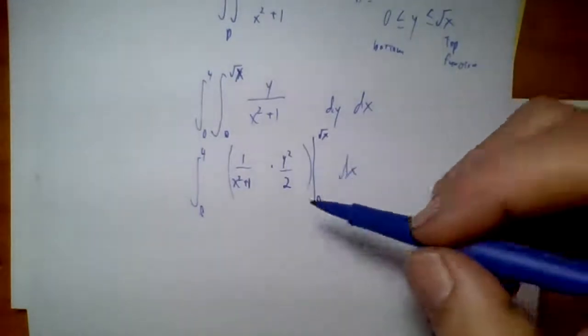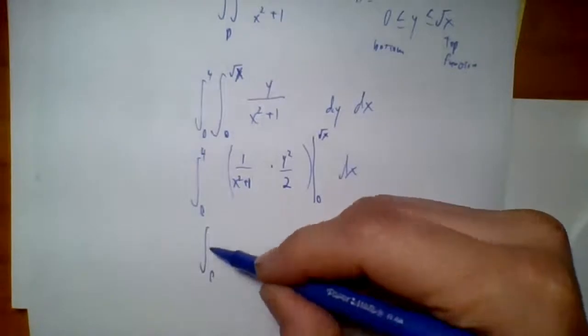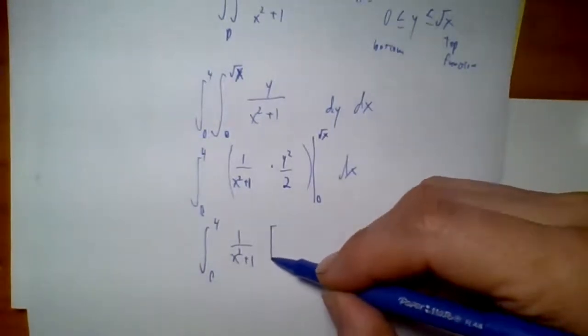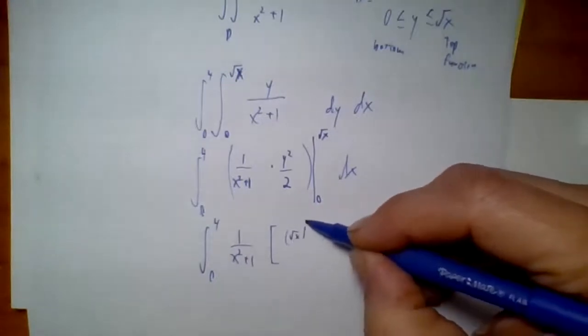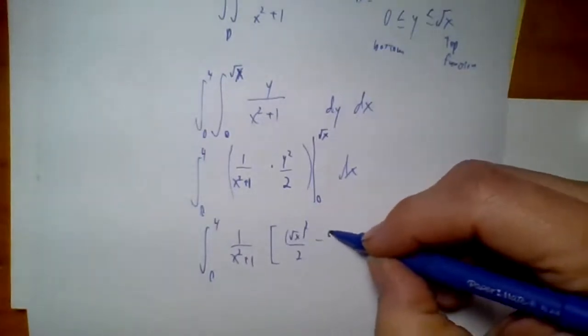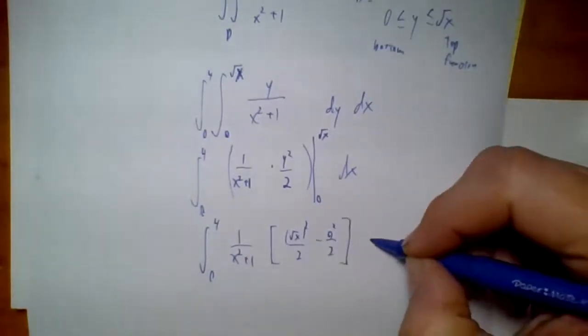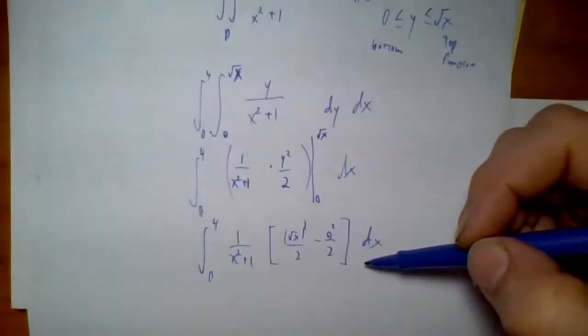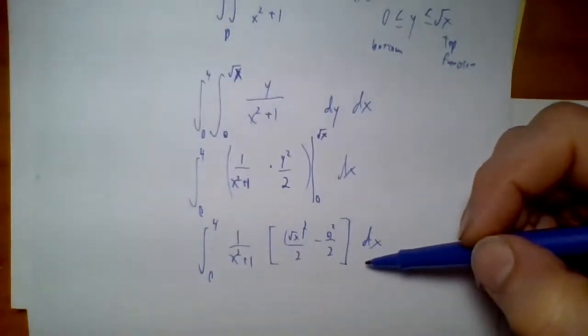Substitute those in for y. That's square root of x squared over 2 minus 0 squared over 2. And so that's x over 2, I guess I get out of all of that.